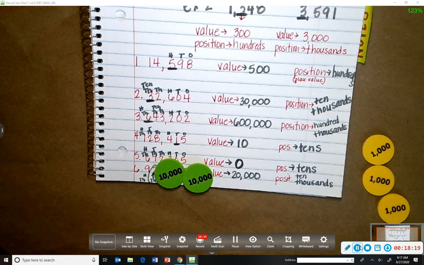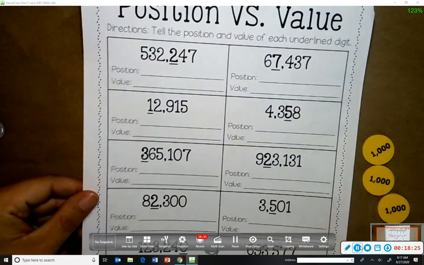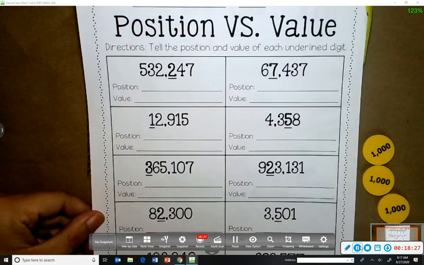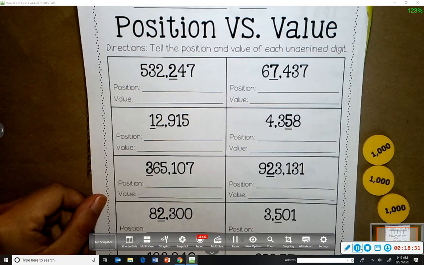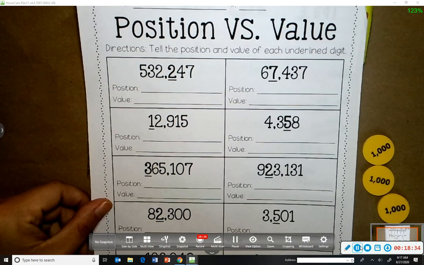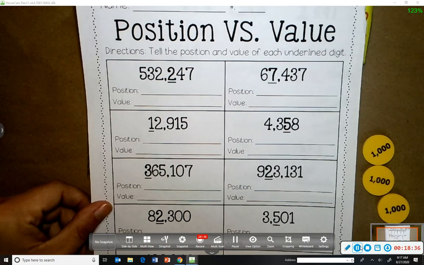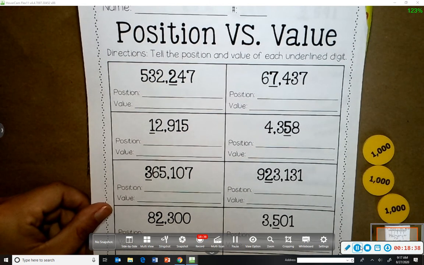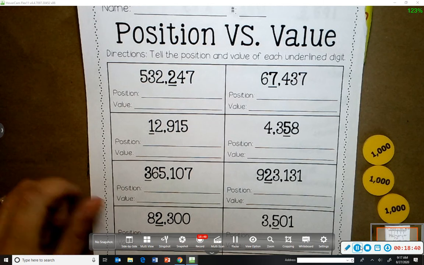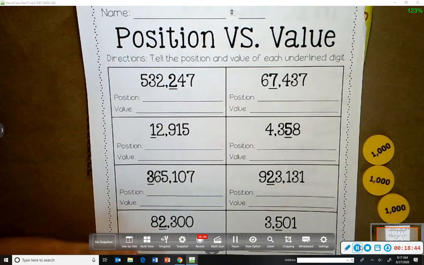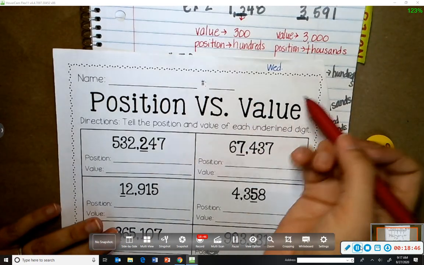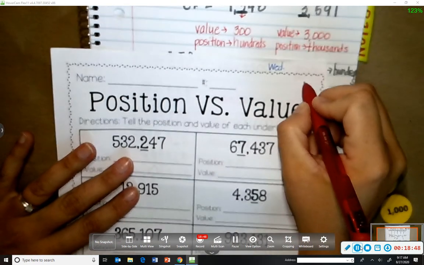Okay, so that's going to be your assignment today. You're going to get a sheet that looks like this, and you are going to have to name the position and the value of each underlined digit, just like we practiced in our lesson today. Okay, so remember, you can put those numbers in a place value chart, or you can label each digit just like we did in our lesson.